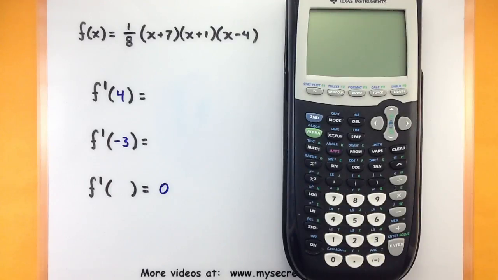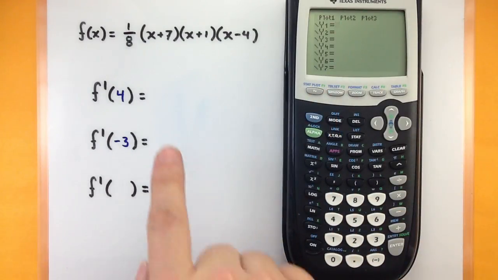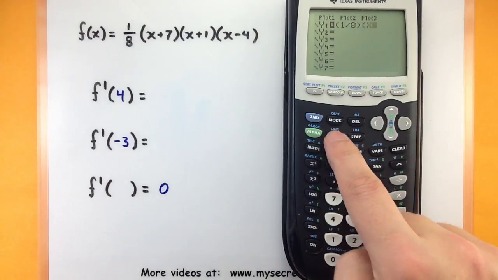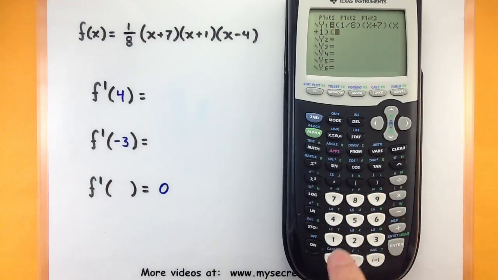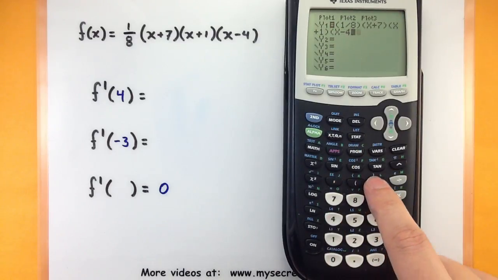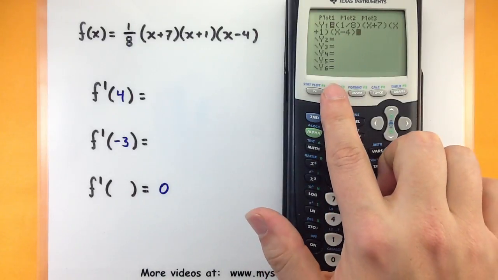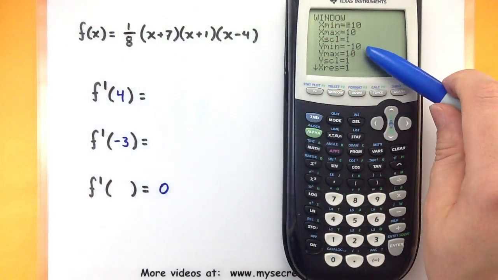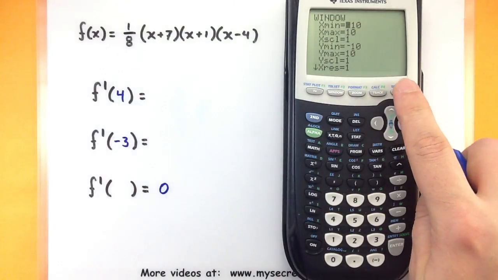The very first thing that we need to do is get that function into the calculator. So go to your Y= screen and start typing it in. I have 1/8 (x + 7)(x + 1)(x - 4). It looks like I have that all typed in. Also double check that your window is set from, say, -10 to 10 on the x's and -10 to 10 on the y's. All right, let's press our graph button.